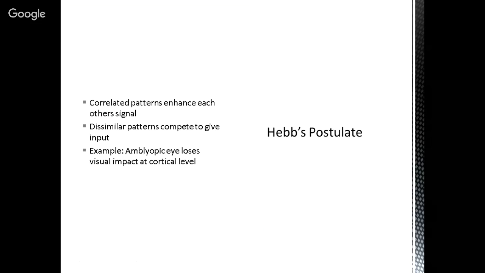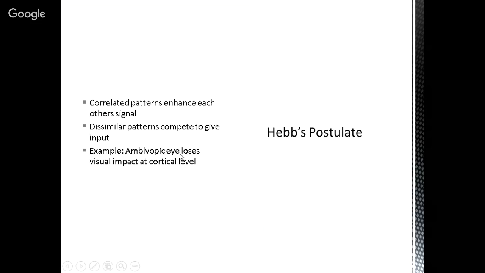And there may be some competition here for some kind of little reward for connection, if you want, or some kind of growth factor. The dissimilar patterns are given less weight and are eventually pruned.